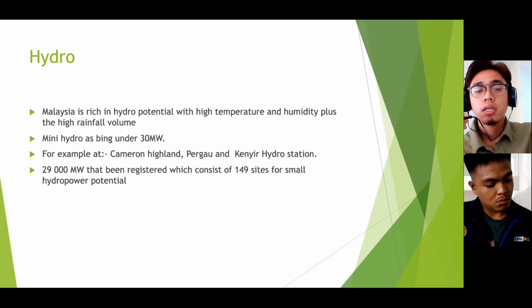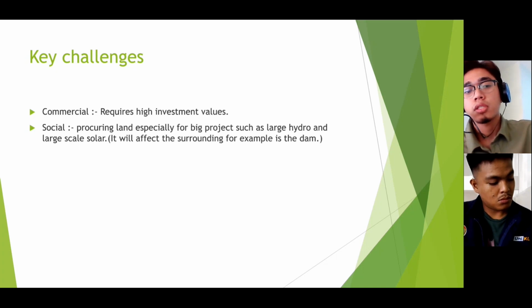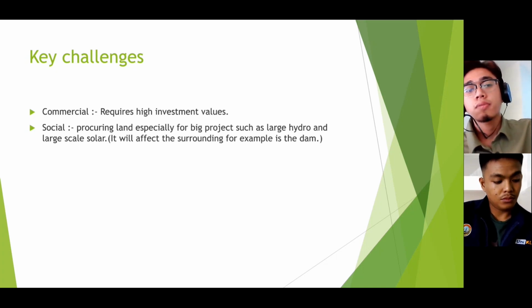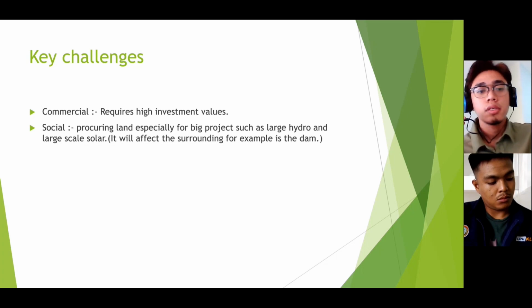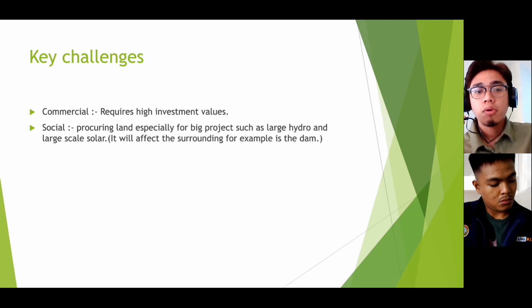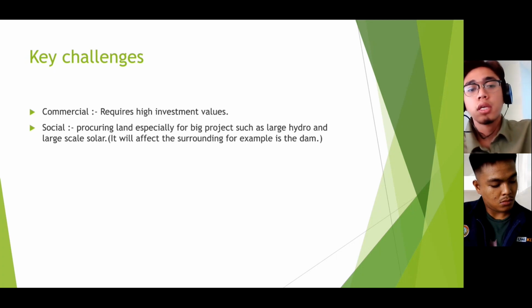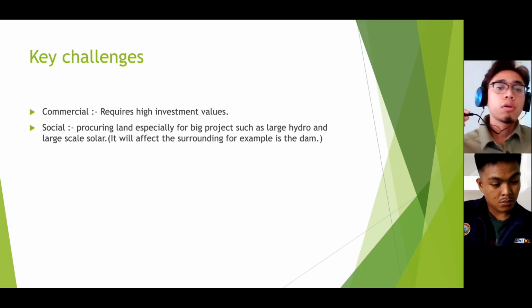Okay, lastly, the next one, the key challenges. The key challenge for these two, first, is commercial, as both require high investment values. The next one is social: procuring land, especially for big projects such as hydro and large-scale solar. For both, we need a big land so that it will not affect the surrounding.